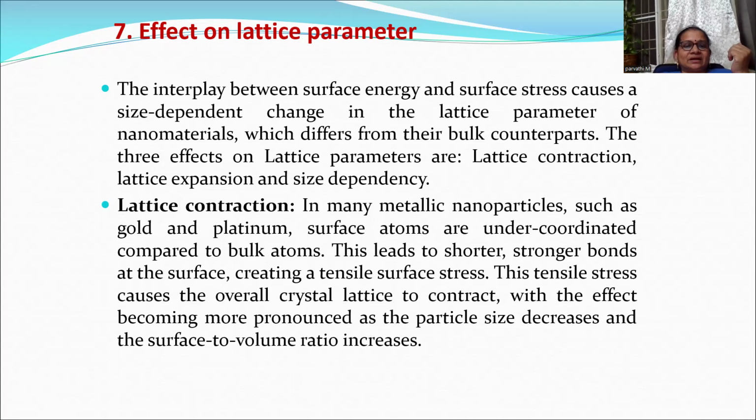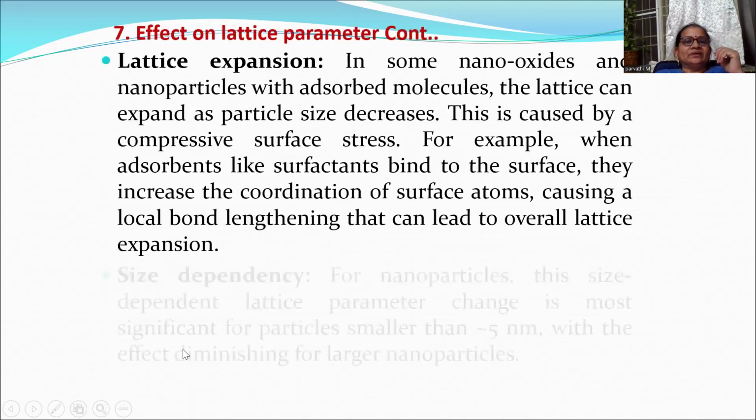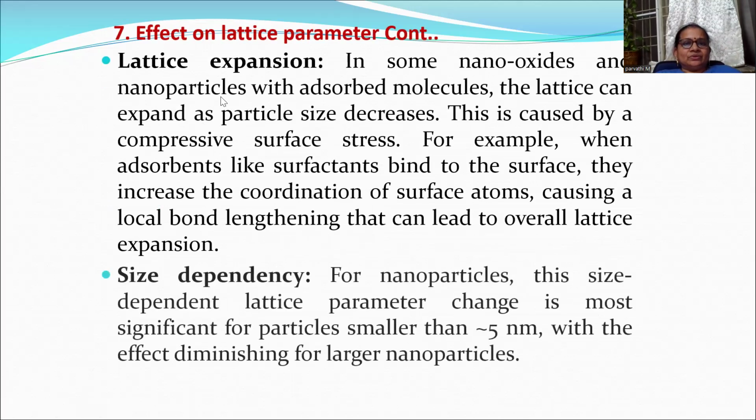Because of the bonding nature, some stress is already created on the surface. This tensile stress causes the overall crystal lattice to contract. Because of that, the surface exhibits a shrinking or contracting nature, with the effect becoming more pronounced as the particle size decreases and the surface to volume ratio increases. So that is one effect because of lattice contraction. Now coming to the second one, that is lattice expansion. So what is lattice expansion? In some nano oxides, nanoparticles with absorbed molecules, the lattice can be expanded as particle size decreases.